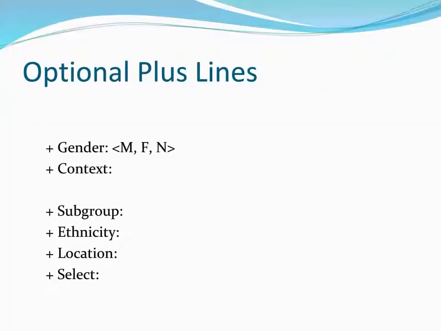Plus lines, if included, may be used when adding transcripts to the database. If the plus line gender entry is found in the transcript, the participant's gender is stored in the database and may be used as selection criterion along with age and grade. Although the context plus line is optional, the database context is always specified when building a database. You will be warned if the context value in the transcript does not match the database context.